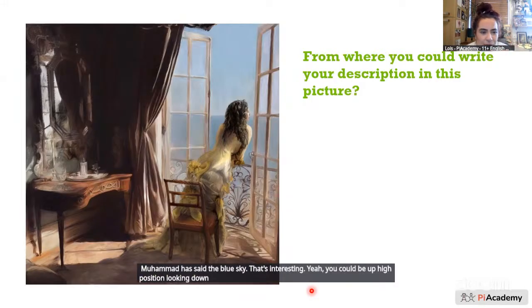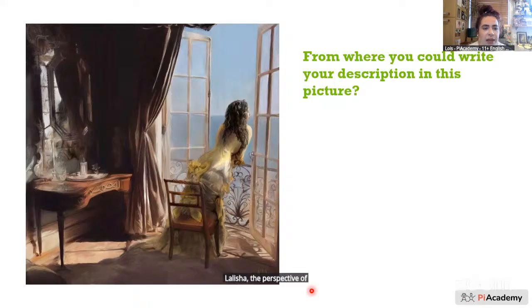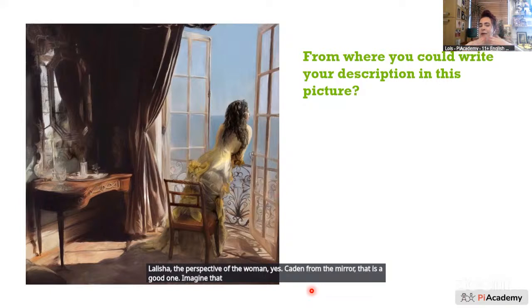Torin, the woman looking out. Yes. Sasha, the candle on the table, maybe from a ship in the sea. Yeah, good. Lalisha, the perspective of the woman. Yes. Caden from the mirror. That is a good one. Imagine that you're like behind the mirror looking into the room.